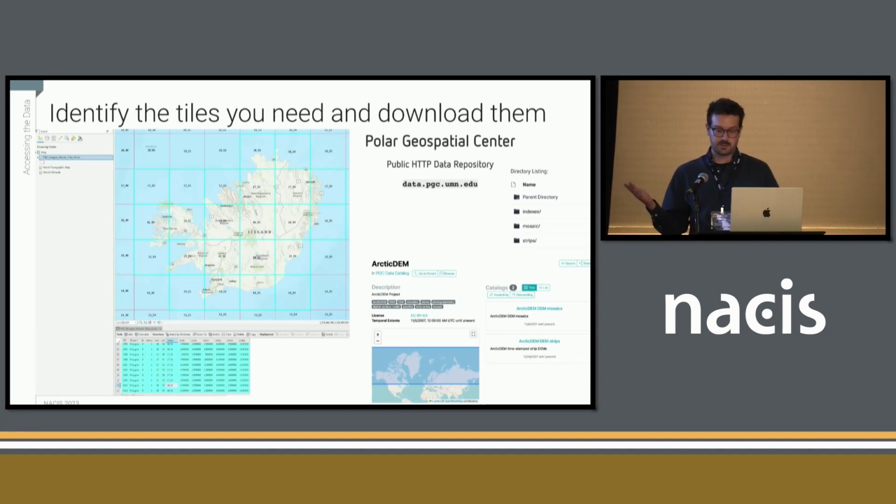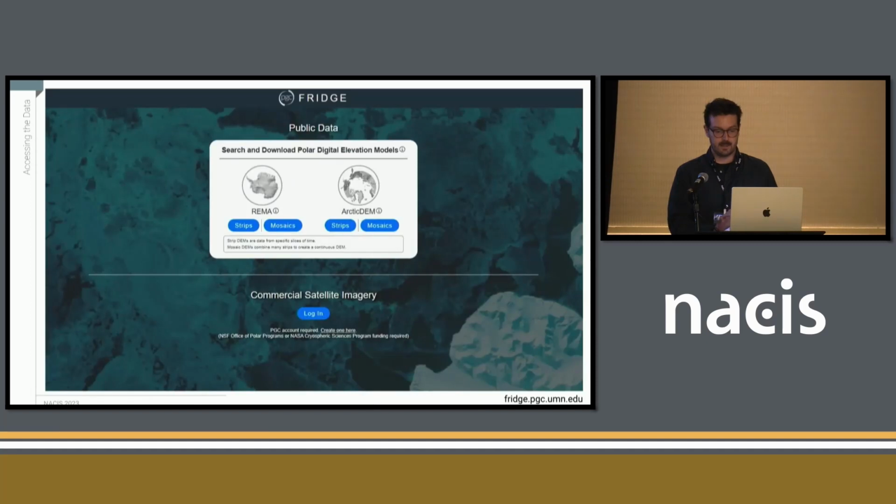So the classic approach is to download the index shapefile, bring it into your GIS of choice, identify the tiles you want, then go download them from the PGC server or AWS STAC catalog, where you can see previews and metadata. Or you can jump into our new data exploration platform called Fridge.